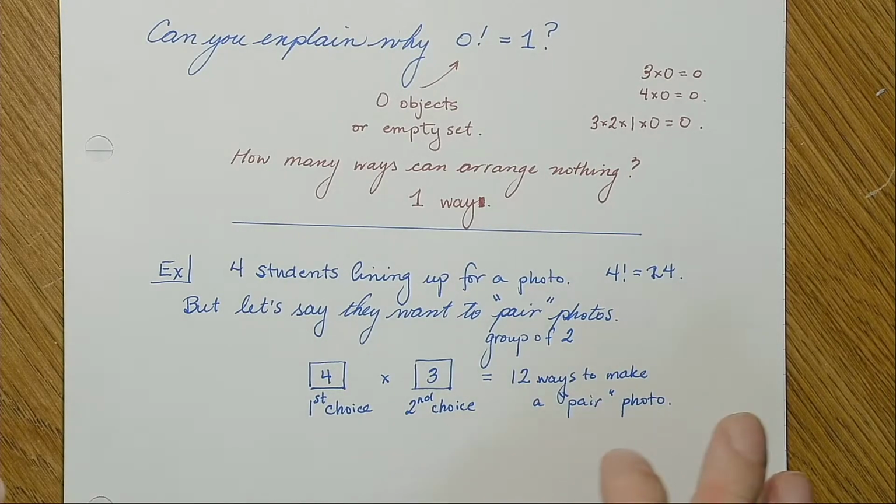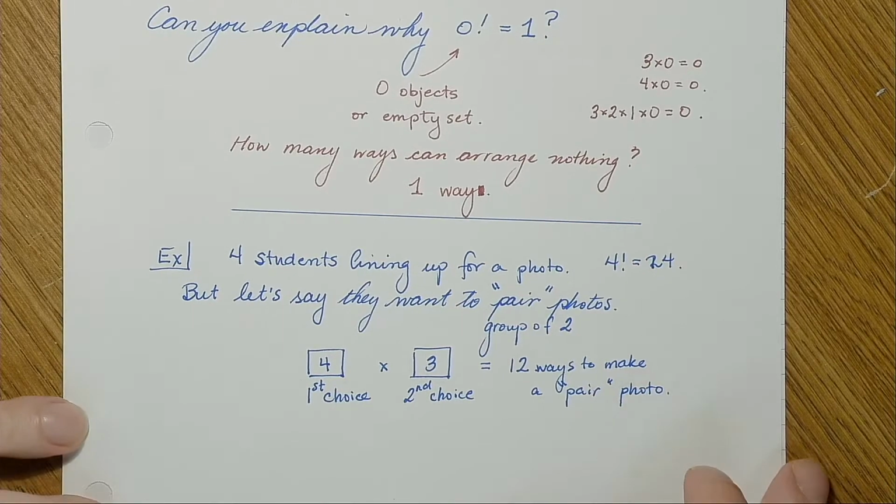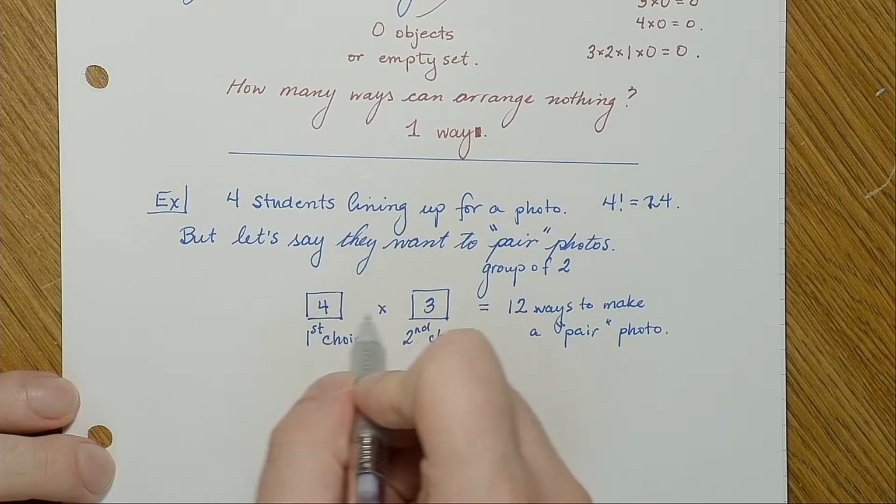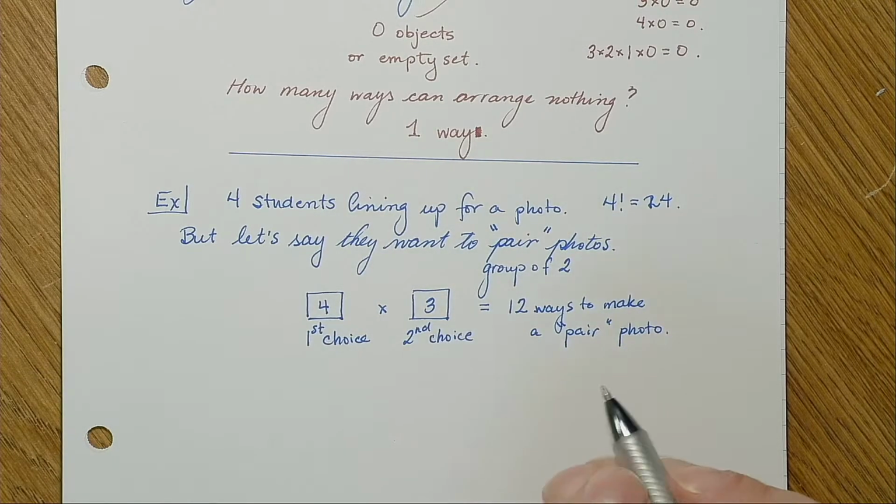And so we actually have a lazy way of doing this. Instead of having to write out 4 times 3, can you show that with the set below?